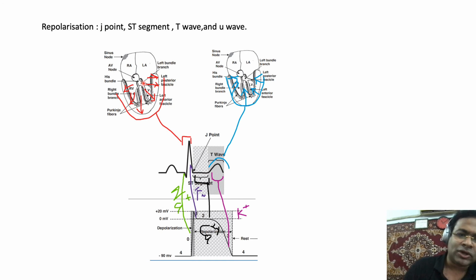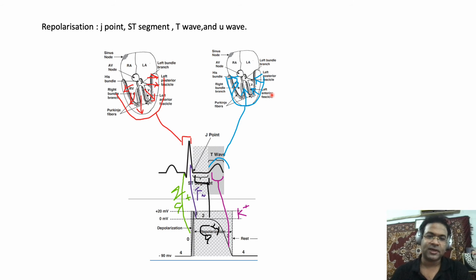Normally I told you that the heart depolarizes from endocardium to epicardium. So whenever an impulse goes towards a lead, it leads to a positive deflection. That was also something basic that I told you. But when the repolarization or coming back to rest phenomenon is started, it is just the opposite. It starts from epicardium to endocardium.